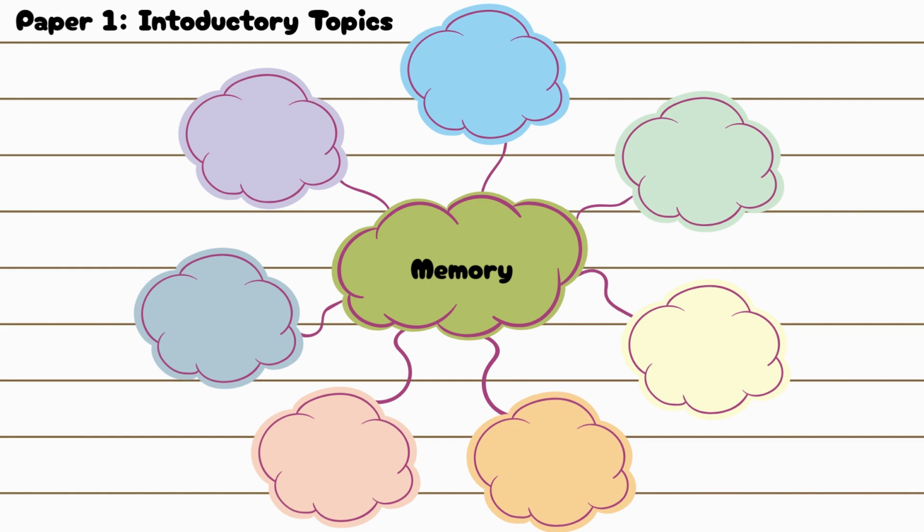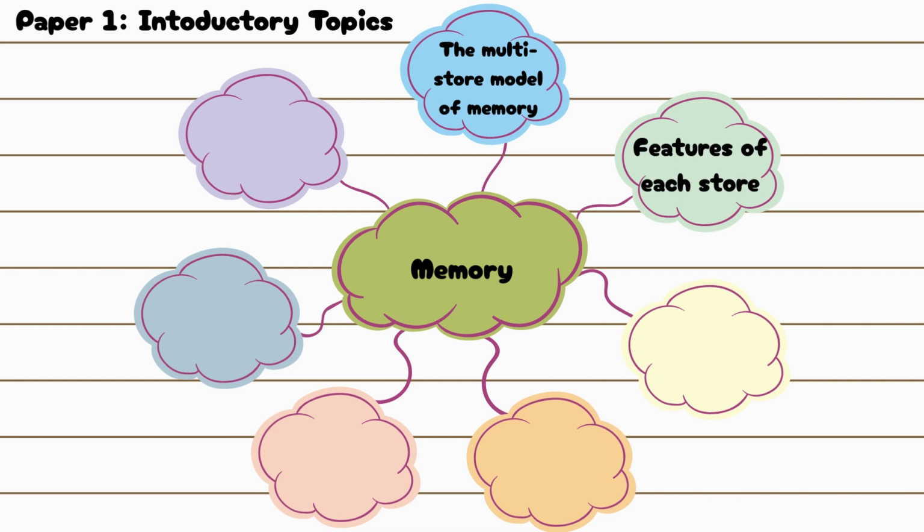Topic 2 is memory. You must know the multi-store model of memory: sensory register, short-term memory, and long-term memory; features of each store: coding, capacity, and duration; the types of long-term memory: episodic, semantic, procedural; the working memory model: central executive, phonological loop, visuospatial sketchpad, and episodic buffer; features of the model: coding and capacity.